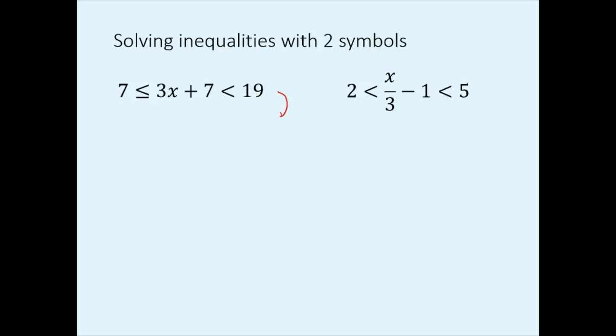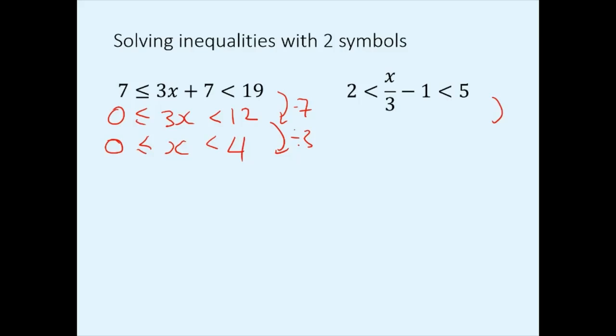Here, I'm going to start by taking 7, which will leave me with 0 is less than or equal to 3x is less than 12. I'm then going to divide by 3. 0 divided by 3 is 0. 3x divided by 3 is x. 12 divided by 3 is 4.